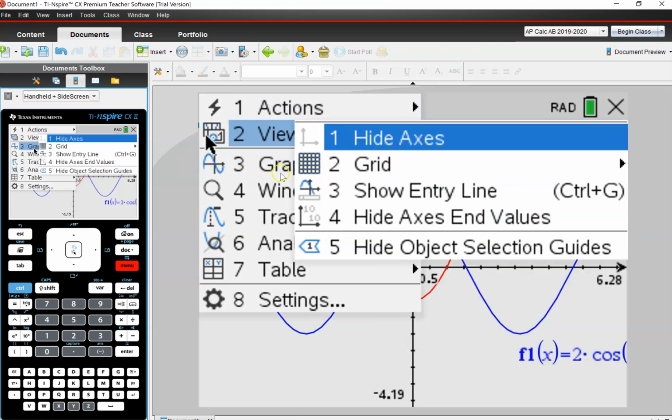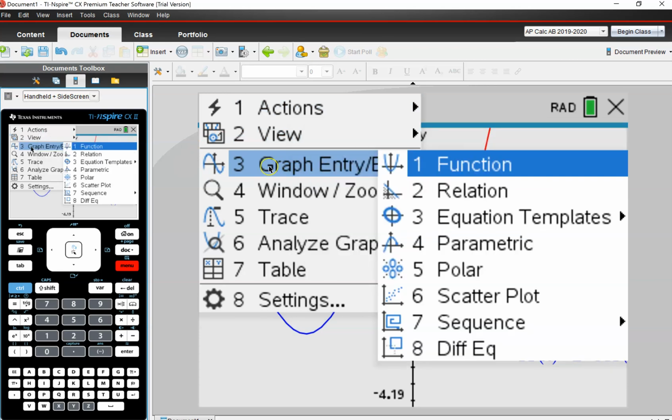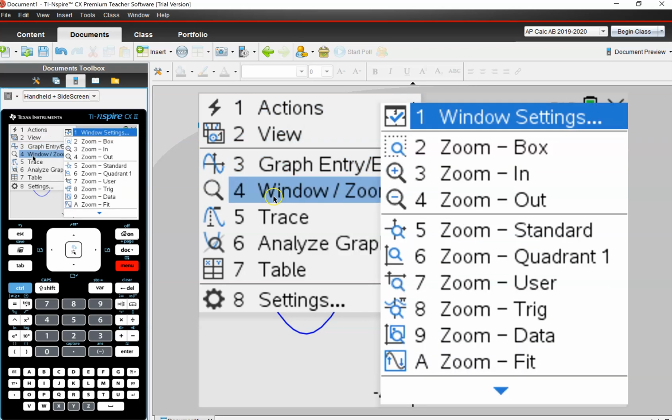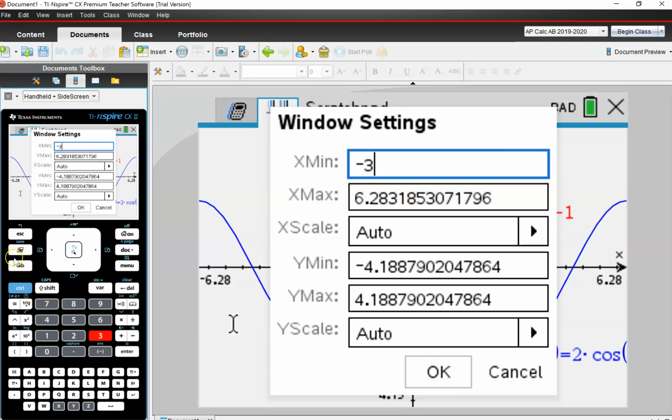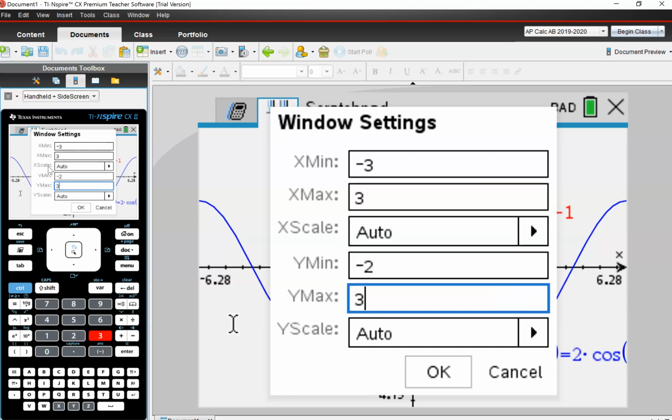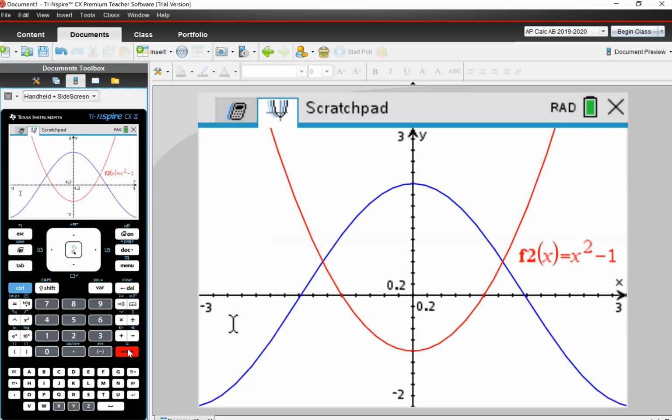And then look at what we're going to do now. Go back to window settings. Let's get this cute window that they have here. So let's go from negative 3 to 3, and then here negative 2 to 3. Okay, that's a window zoom trig. Okay, now I need to find the points of intersection.